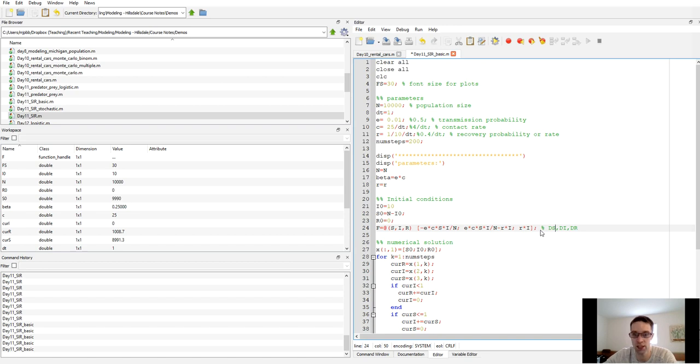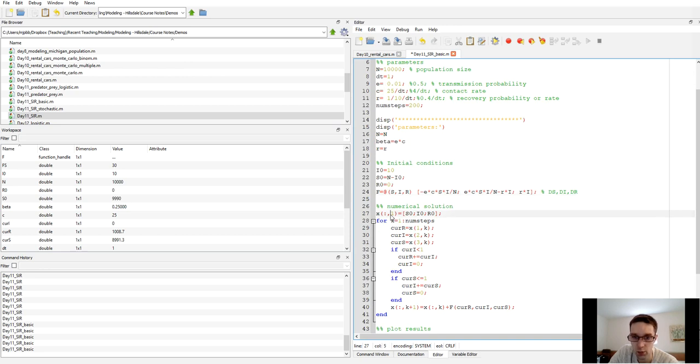Okay, and so you'll notice that's consistent with the model that we derived in the last video. So for our numerical solution, what we'll do is first create a matrix which has the first column as our initial state. And then from there on out, for shorthand, I'm going to use cur R for current R, cur I for current I, and cur S as well to extract the last values of S, I, and R. And then we will plug those into the function f, calculate the new state, and go from there.